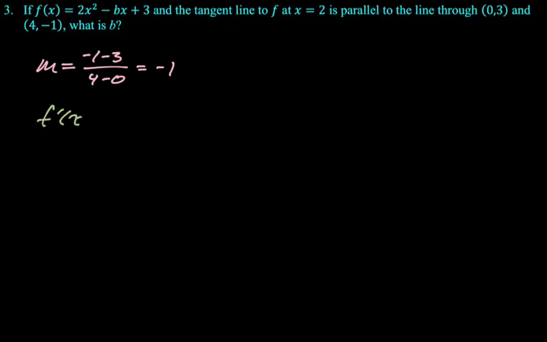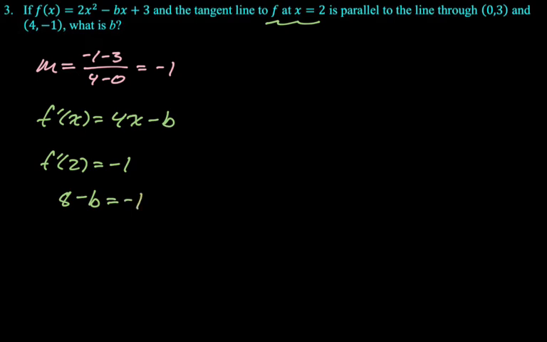So f prime is going to be 4x minus b. Now we're interested in f prime at 2, so let's plug in 2, and we'll get 8 minus b. Well, basically in the problem we're trying to solve where f prime of 2 is equal to negative 1. So 8 minus b has to equal negative 1, and then solve that. So we get that b is equal to 9. That's the value of b.